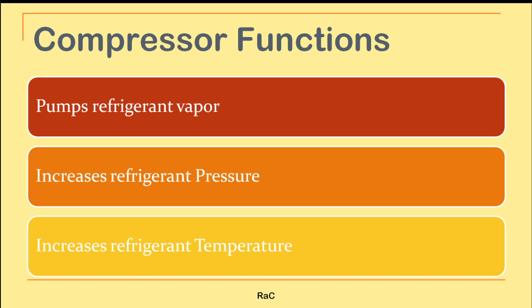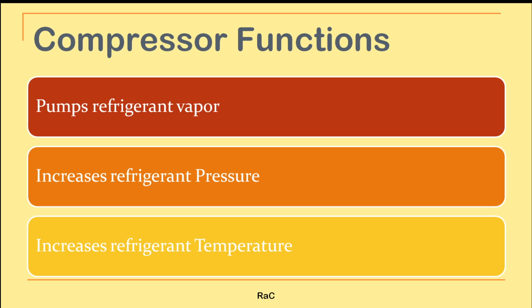So that vapor refrigerant needs to be pumped or increased in pressure and temperature to reject the heat in the condenser. Okay. So in order to maintain two different pressures, the component used is the compressor as well as the expansion valve. Expansion valve reduces the pressure, the compressor increases the pressure. So the first and most important function of the compressor is it pumps the refrigerant vapor. That means the vapor refrigerant is getting pressurized to a very high pressure and temperature.